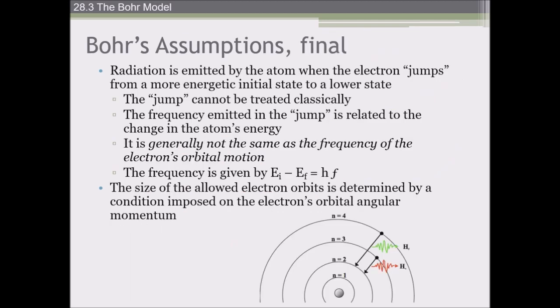So what does work? Well, the radiation is emitted by the atom only if we jump to different energy levels, that the energy level is stable, that there really isn't an acceleration going on. And that's why we now think of electrons as being in a cloud. They're not really going around per se. So the jump cannot be treated classically. And so this is another reason for modern physics. So generally, the frequency of the emitted radiation is not the same as the frequency of the electron's motion, and the frequency is given by hf. So the size of the electron orbits is determined by the condition imposed by the electron's orbital angular momentum rather than its pure energy state.